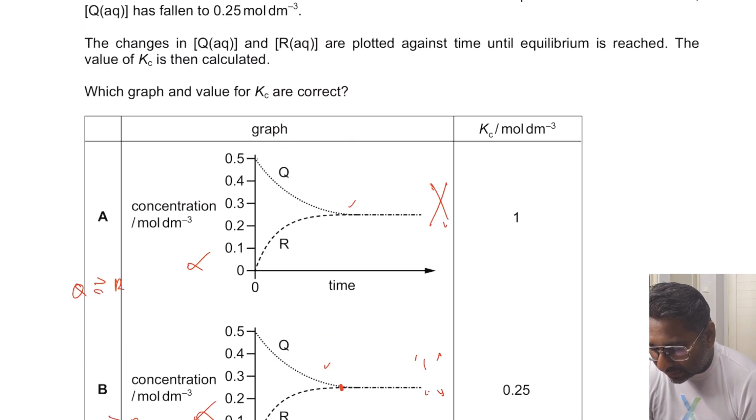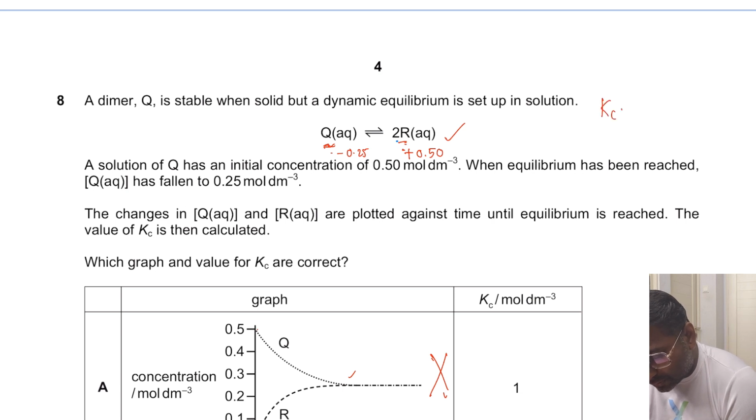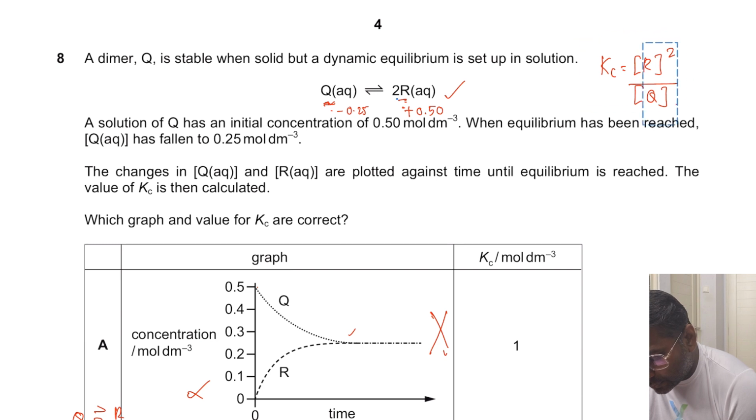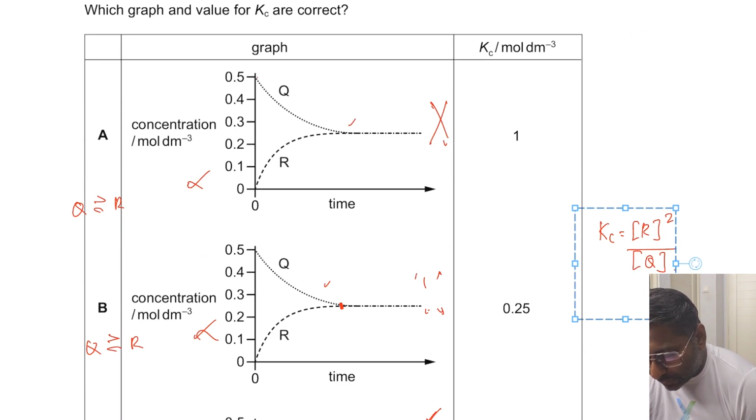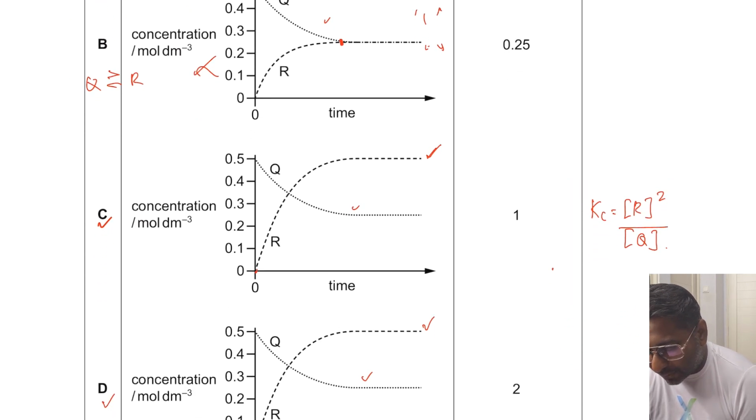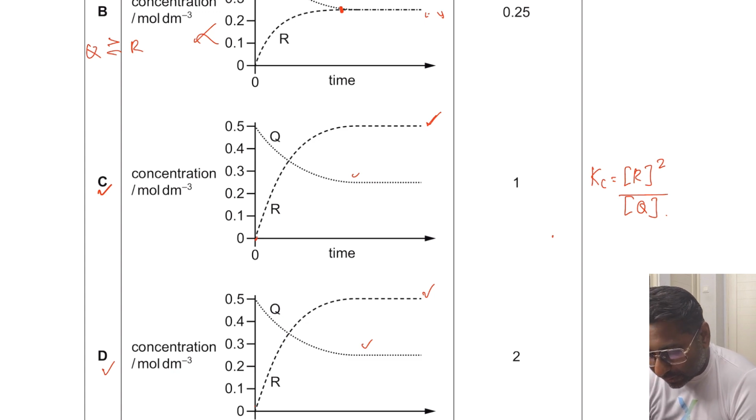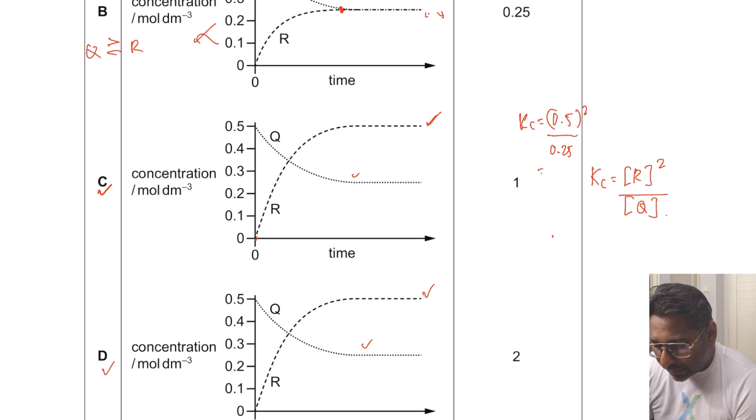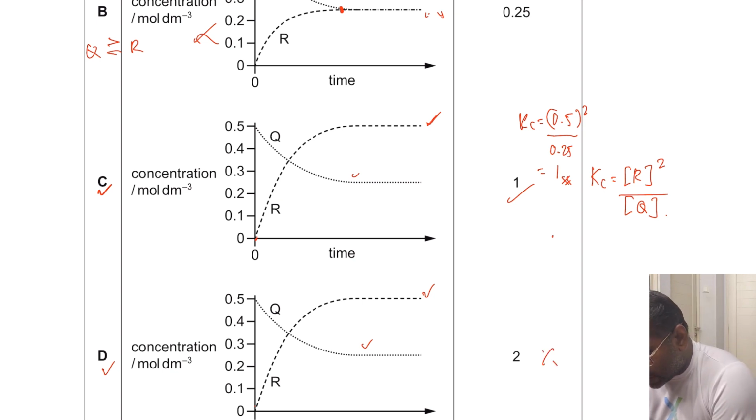But in this case, they are asking for KC. What is KC? KC is the concentration of the product, which is R, to the power of 2, divided by the concentration of Q. So if I just bring this down, we calculate over here. KC is going to be the concentration of R, 0.5 to the power of 2, divided by Q. Q is 0.25. If I divide, I will get 1 as my answer, which is correct here. So this one, 2, is wrong. Therefore, the answer is going to be C.